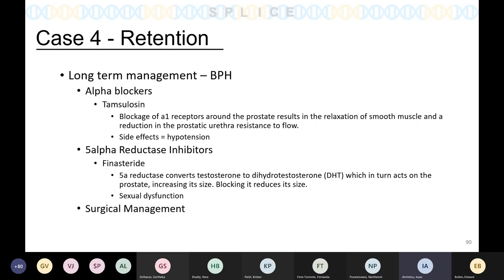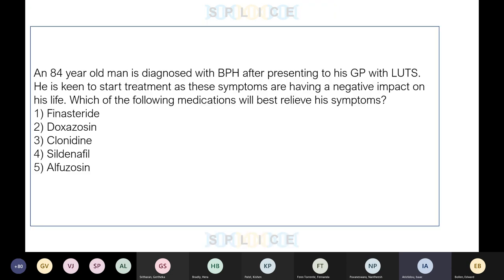So as we've spoken about alpha blockers, tamsulosin, important side effect though is hypotension. So you need to be a bit wary if you're giving it to older patients. And the 5-alpha reductase inhibitors, so things like finasteride, they take a lot longer to work. And then surgical management, as you said, so nice, easy stuff. You guys know your stuff. Okay, so another SBA, just to sort of hammer home the learning point.